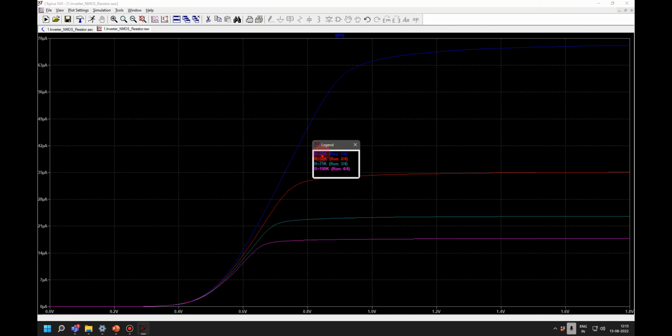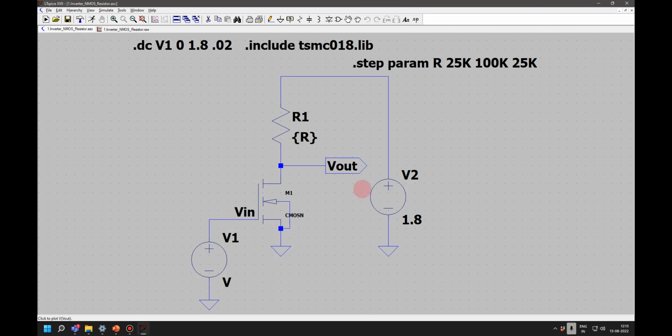Okay, for R equal to 25, this is the current, and R equal to 100, this is the current. So you see the static current is now 70 micro here when Vin is equal to high. For R equal to 100K, it is only 14 micro. So the static current also increases if I reduce R.